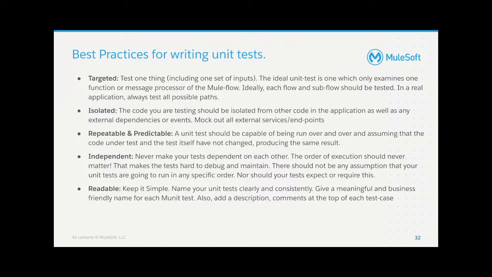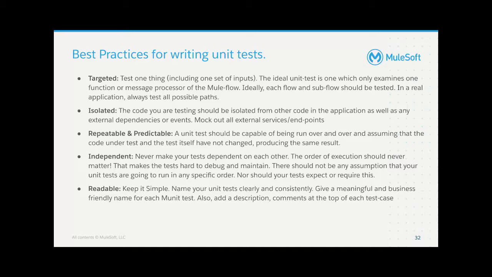It should be targeted. Targeted means I'm testing one thing at a time, right? Ideally, the MUnit should only examine one function or one processor in the Mule flow. And ideally, you should be covering the whole flow or any subflow you might have. You need to test as much as you can. But again, the keyword here is targeted, meaning I'm testing only one function at a time. If your flow is executing multiple functions, you need to create multiple tests for this particular flow.